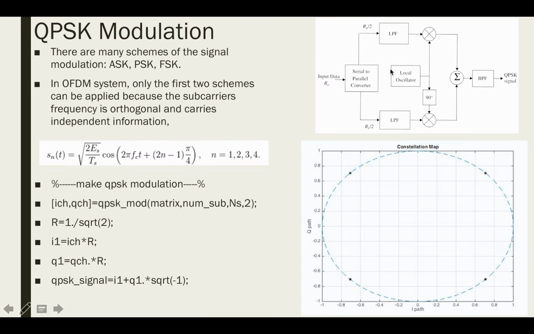And this is how I describe the QPSK modulation, and I draw a constellation map of the QPSK modulation in this function. We can see 4 points, right here.